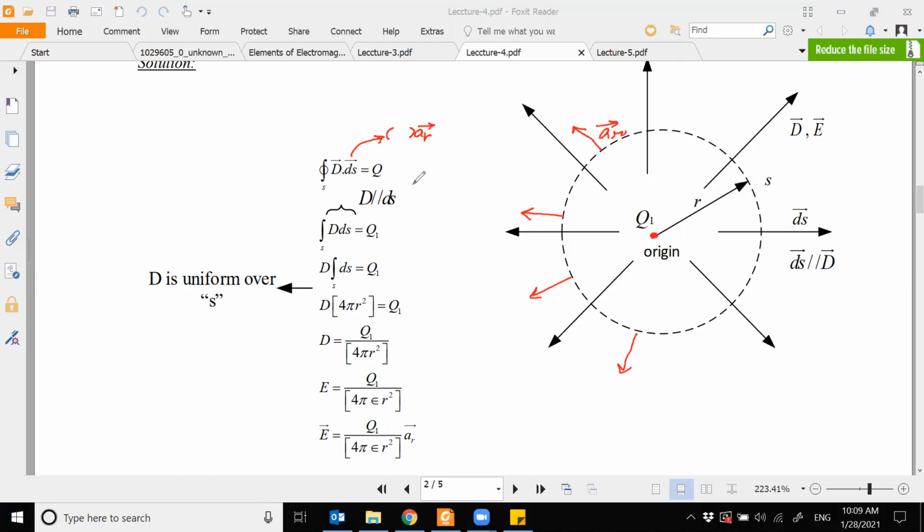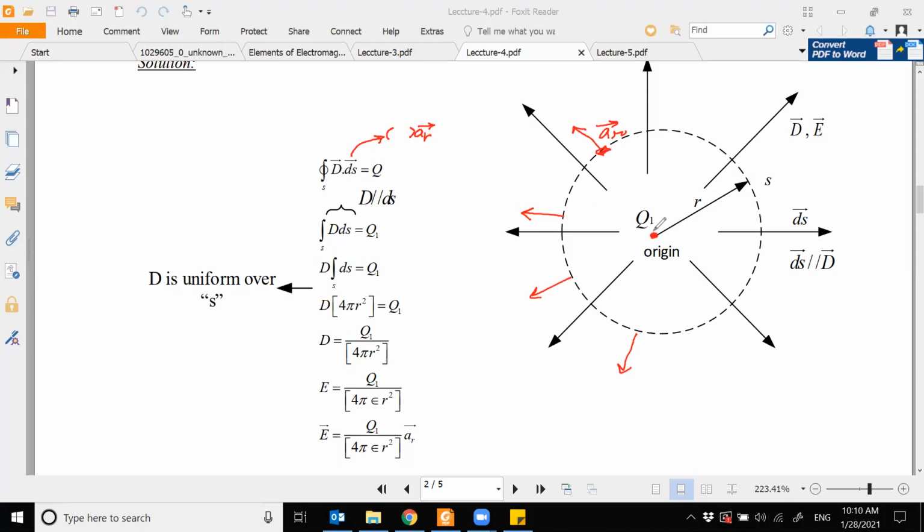Clear? So if you want to take that small elemental surface of your sphere, that elemental surface value will be here: elemental surface area times AR. Now let's visualize what is D bar, the electric flux density.